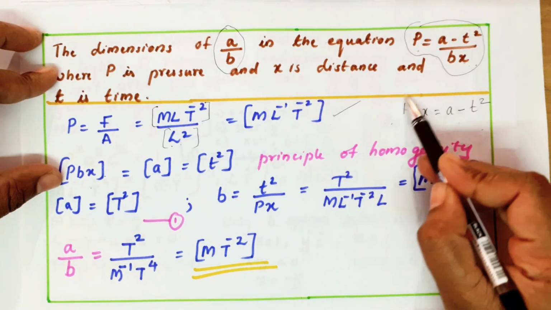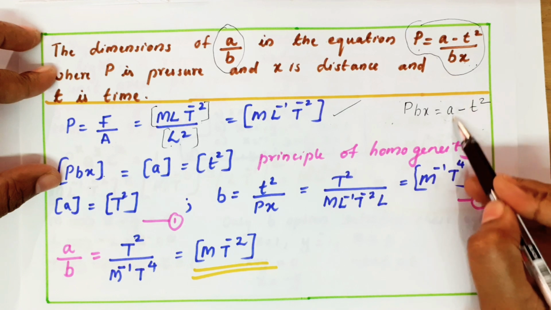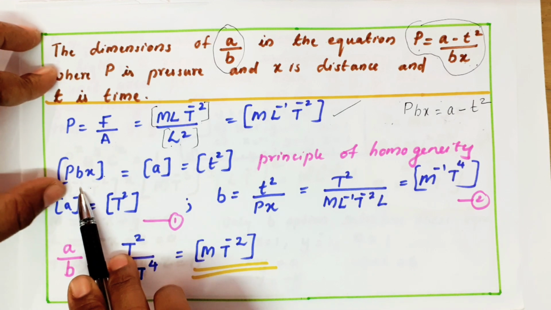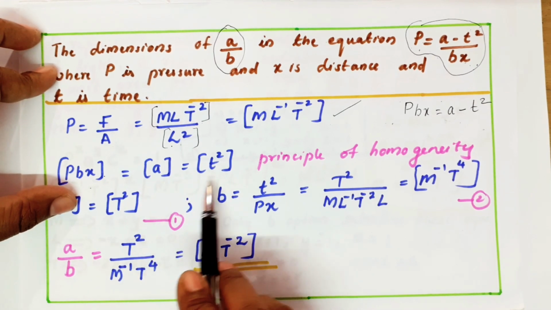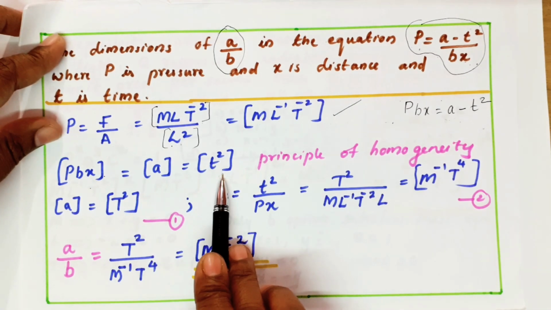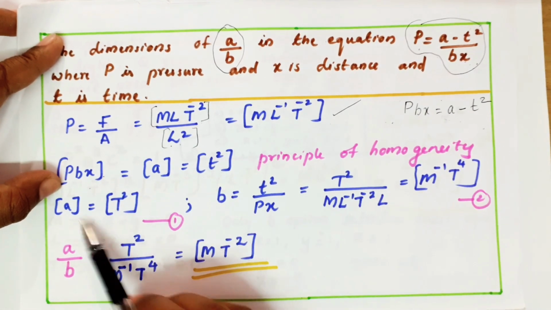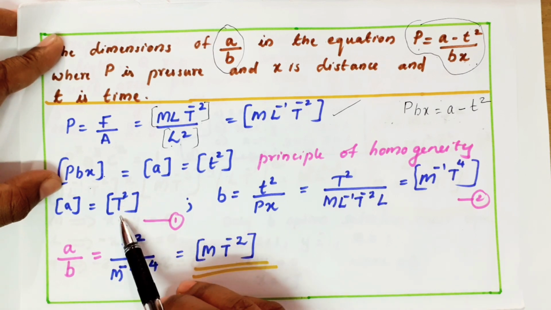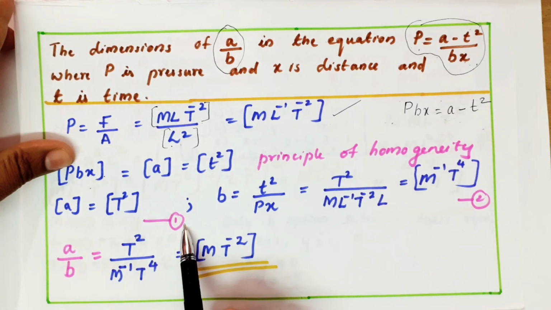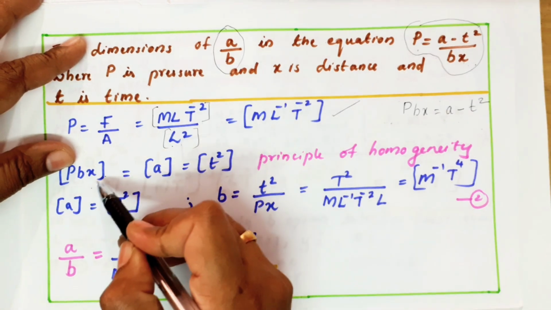According to homogeneity, the dimension of Pbx should be equal to the dimension of A, that should be equal to the dimension of T square. So I wrote that: dimension of Pbx equals dimension of A is equal to dimension of T square. In this equation, you can solve it fast because A and T square are the same. It means A is equal to T square. T is the time dimension I told you, capital T. So A equals T square. Equation number 1.